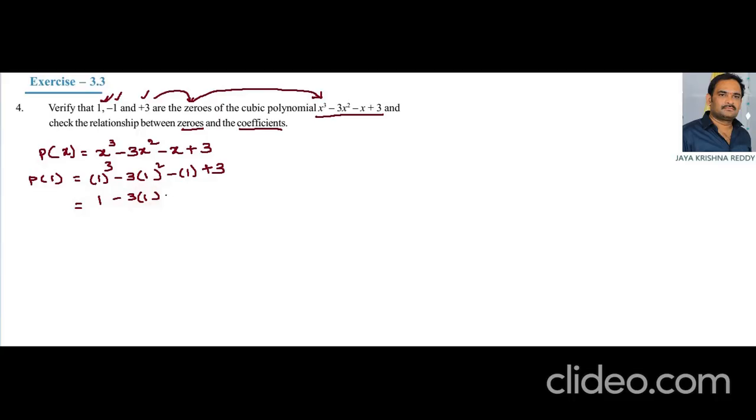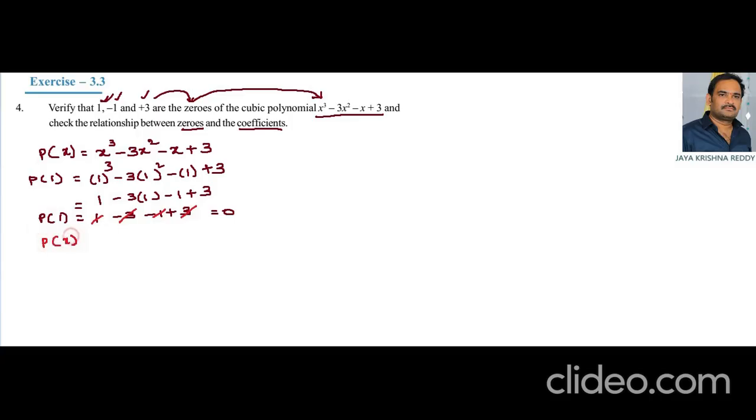So we can write it as 1 minus 3 into 1, it is minus 3, and the next number minus 1 and plus 3. Okay, so here 1 and minus 1 will be cancelled, because 1 minus 1 will become 0, and 3 minus 3 will become 0. So finally p of 1 is equal to 0, means by substituting 1 in place of x, the polynomial value will become 0.